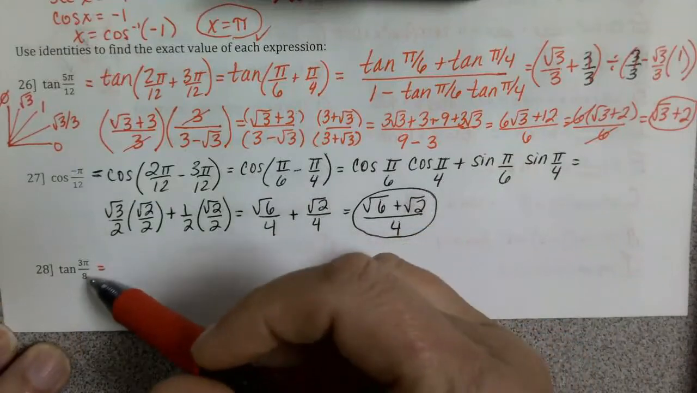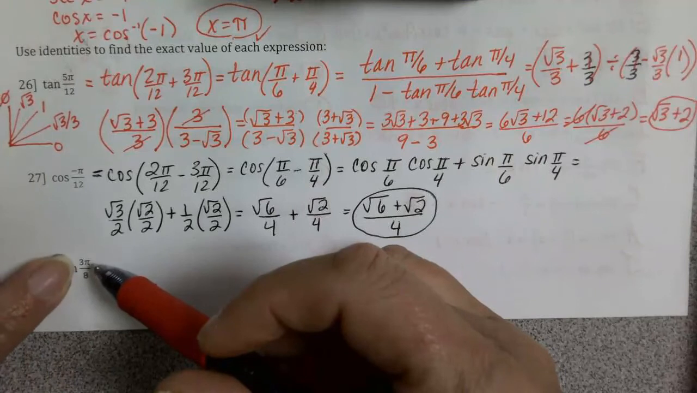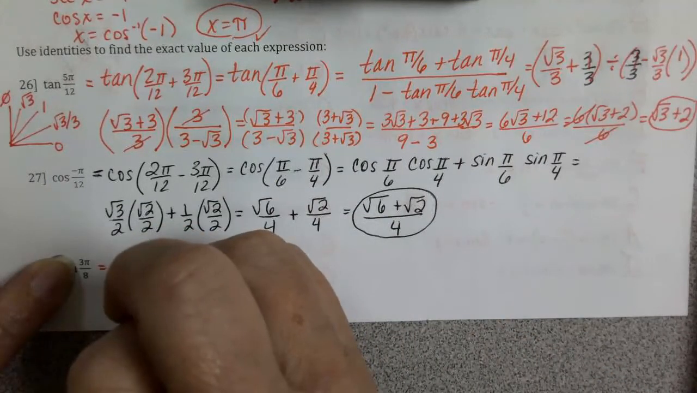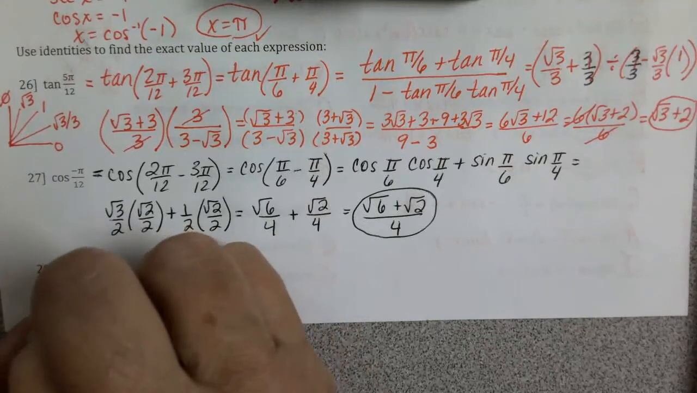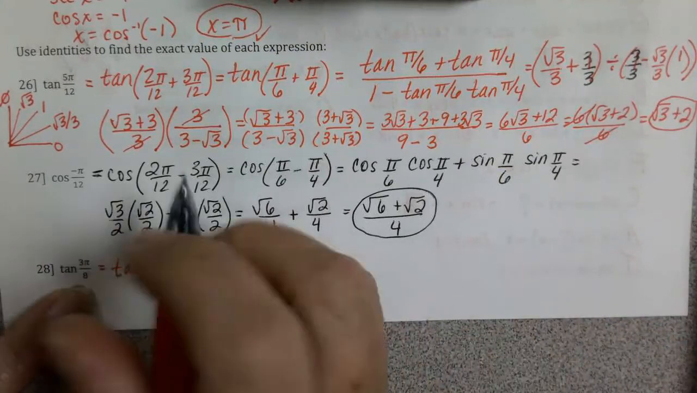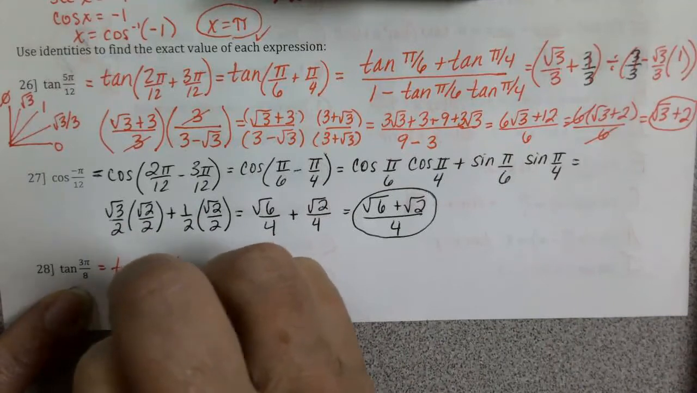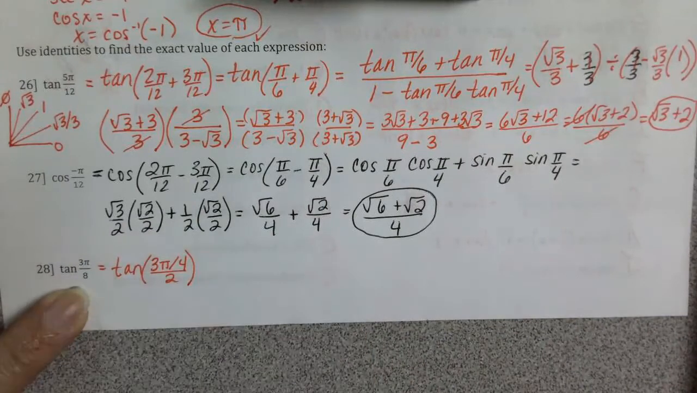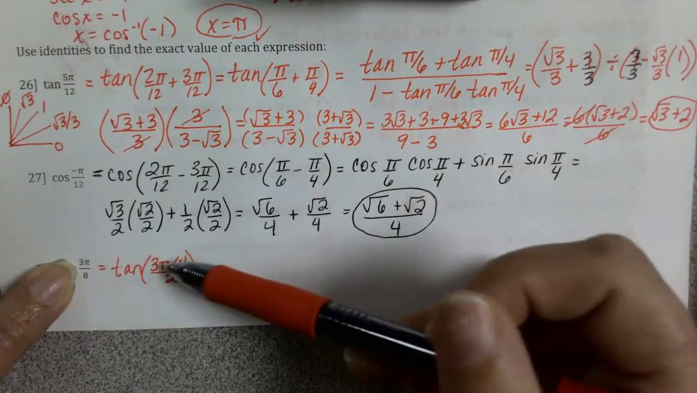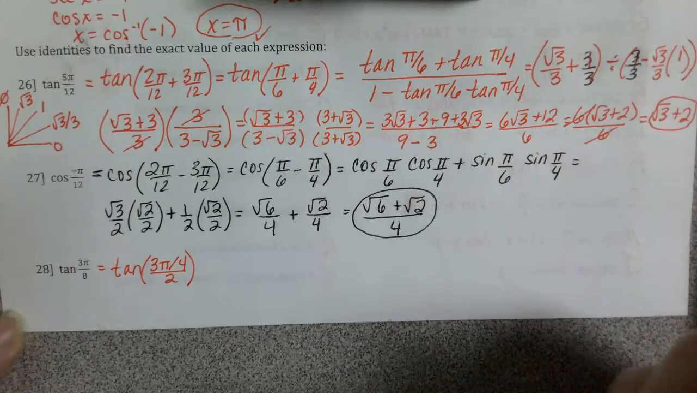If I take my 3 pi over 8 and I multiply that by 2, that would be 6 pi over 8, which is 3 pi over 4. So I'm going to rewrite this as the tangent of 3 pi over 4 divided by 2. Right? Again, 6 pi over 8 is 3 pi over 4, and 3 pi over 4 is a special angle on the unit circle.